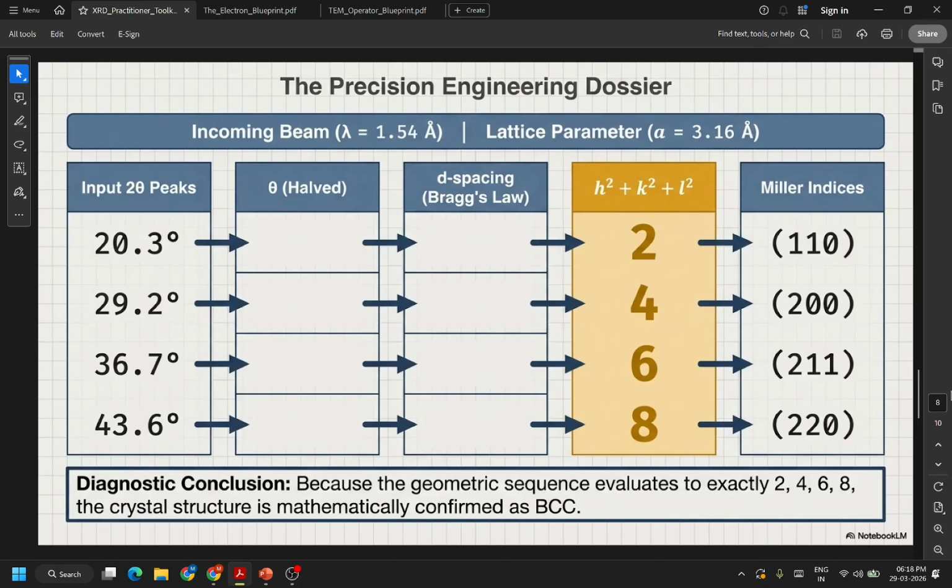So how do you get the final crystal structure from the peak values? So let's say you have initial 2 theta peaks at 20.3 degrees, 29.2 degrees, 36.7 degrees, 43.6 degrees. So from that, first you calculate your theta, which is half of 2 theta. From there, you get your sine squared theta. And from sine squared theta, you calculate the d spacing, which is n lambda by 2 sine theta.